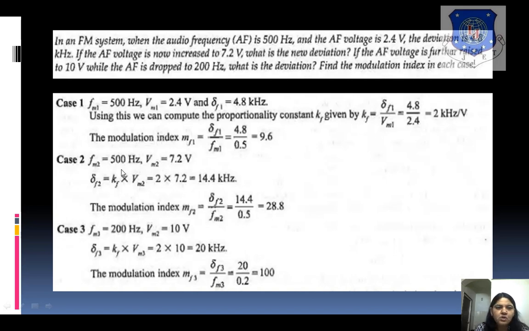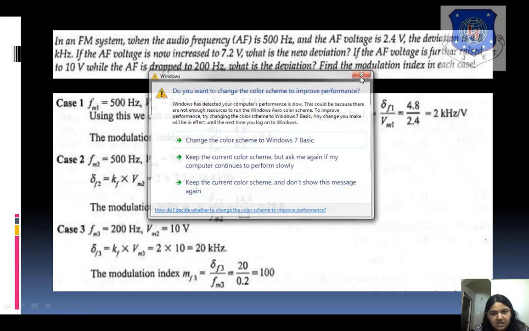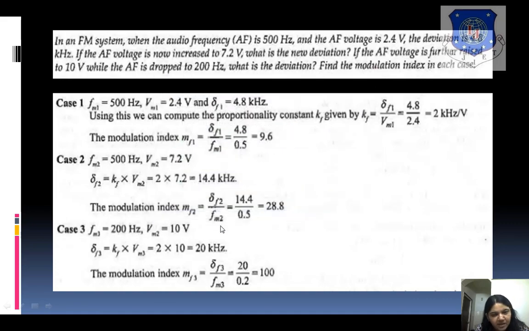So for fm2, if we take 500 Hz and Vm2 is equal to 7.2 volt, then what is my deviation? delta f is equal to kf into Vm2. So kf is 2 and Vm2 is 7.2. So you can find it: it is 14.4 kilohertz. So what is the modulation index? It is delta f upon fm. So it is 14.4 upon 0.5, equal to 28.8.